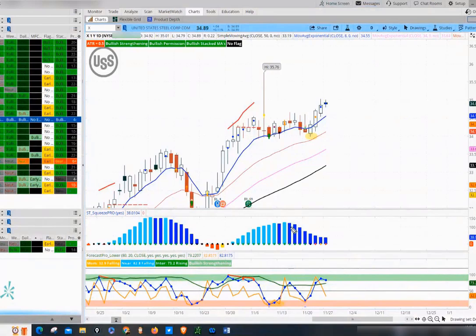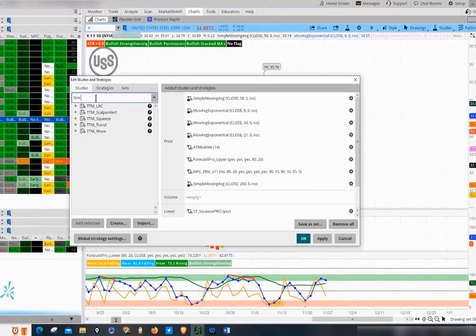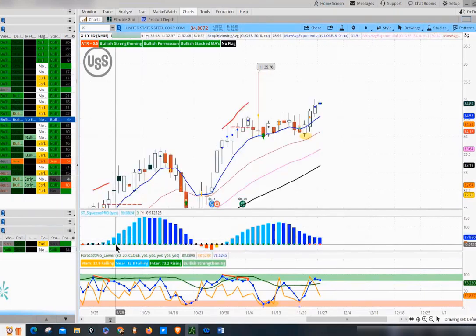I'm circling the TTM Squeeze Pro. The TTM Squeeze Pro is the advanced indicator from the TTM Squeeze. If you're on TD Ameritrade Thinkorswim, TTM Squeeze is free, so you just search TTM Squeeze. I use the TTM Squeeze Pro. Information on the Pro is down below.